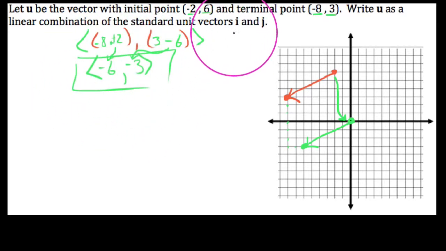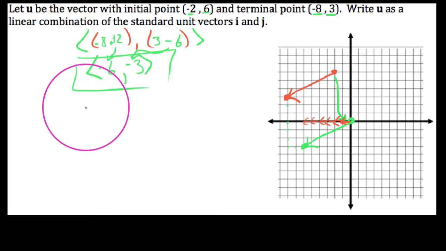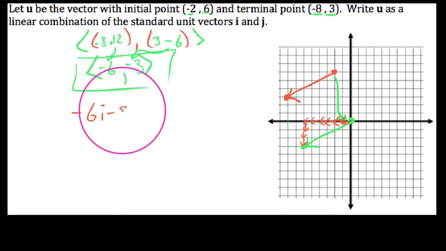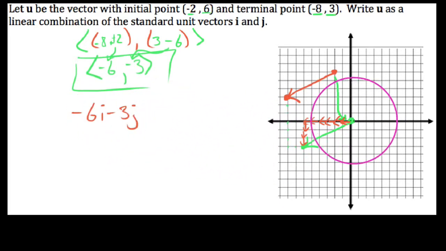Our job is to write this as the sum of standard unit vectors i and j. So really what we're saying is here we have a negative i, another negative i, another negative i, and so on, so negative 6i. And then we'd go down 1, 2, 3. So negative 3 of these j things. Remember, j goes 1 unit upward. Well, negative 3 times j would cause it to go 3 units in a downward fashion. This would be the sum right there.